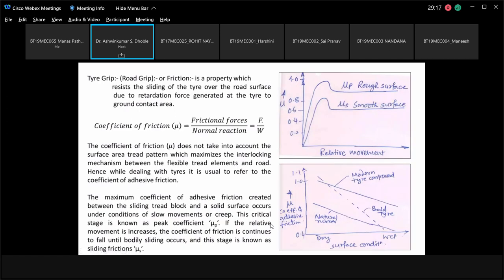Now this is the slide which tells you about the coefficient of friction. Just read that. This is only for your information. So tire grip, or road grip, or friction is a property which resists sliding of the tire over the road surface due to the retardation force generated at the tire to ground contact area.